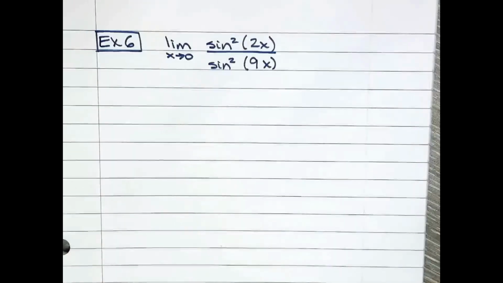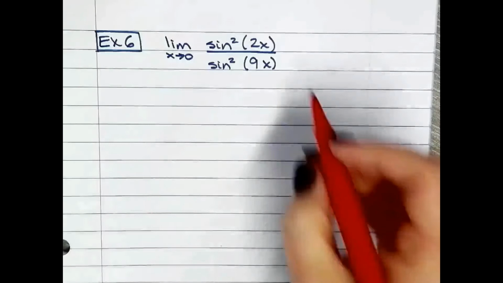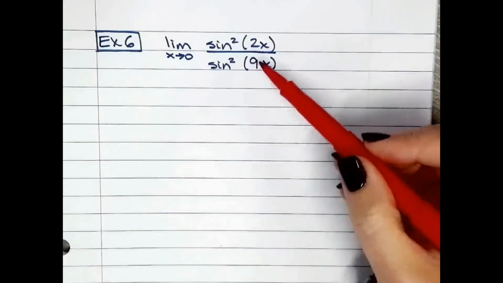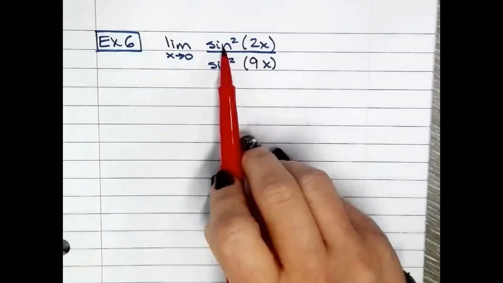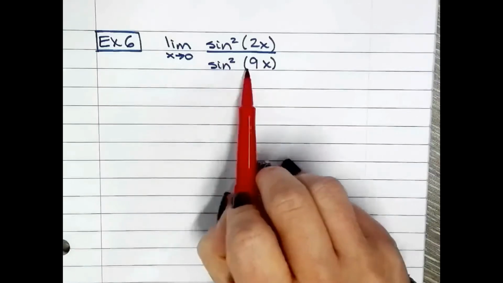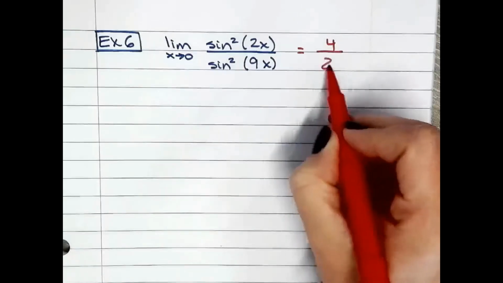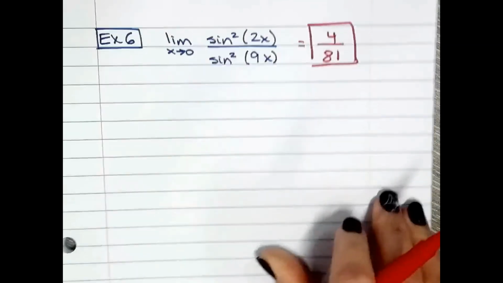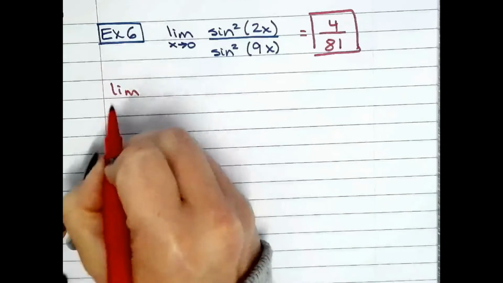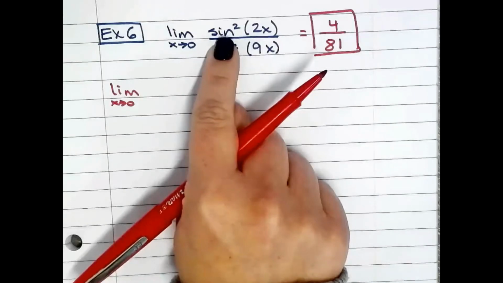Last one. So for the last one, I'll just show you the short answer and then I'll show you the long answer, the long work, why that is true. As you keep on working on this, you're going to be able to find your own shortcut. Okay, so when you see sine squared of 2x over sine squared of 9x, you're like, okay, squared that, I get 4, squared that, I get 81. Is that the right answer? Yes. But why?